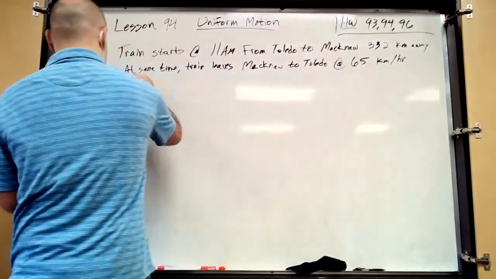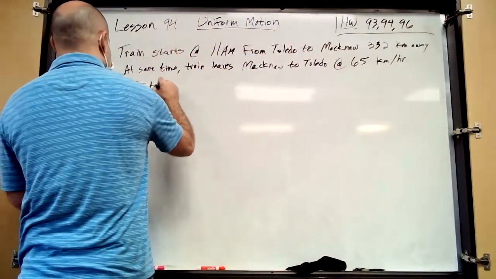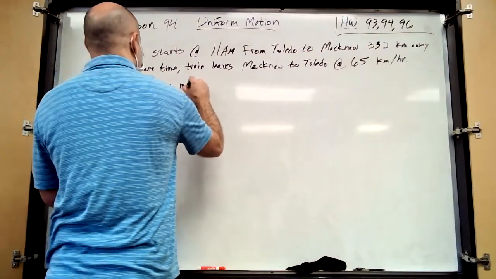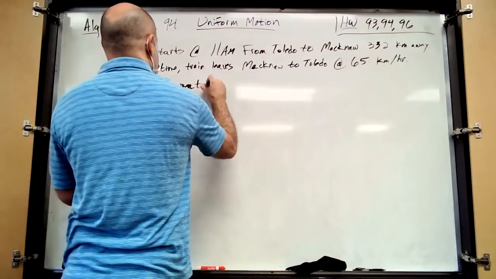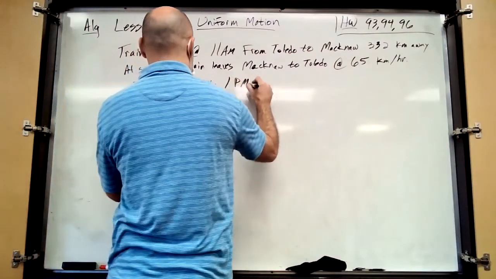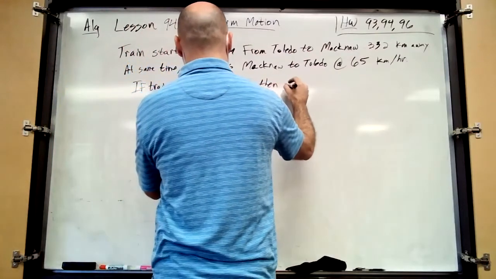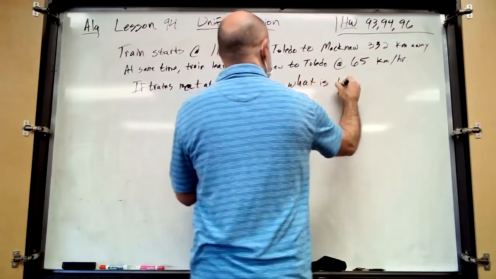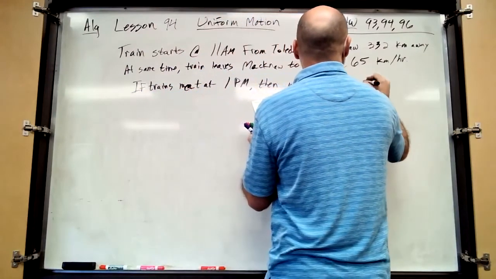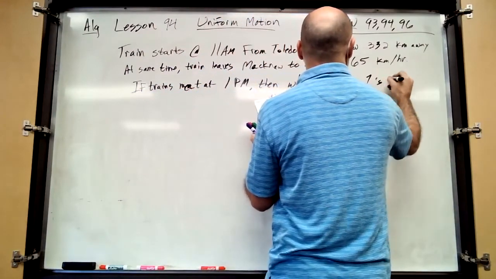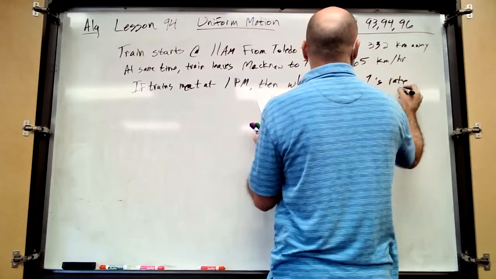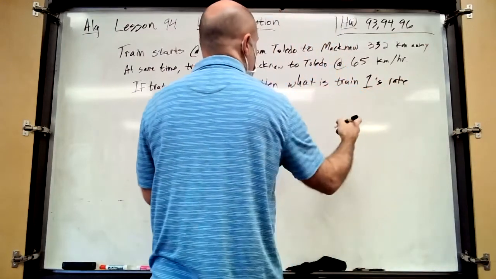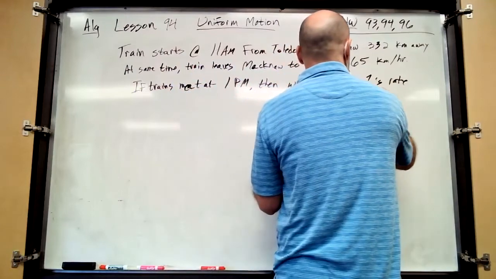If the trains meet at 1 p.m., then what is train one's rate? Train one's rate. Basically the Toledo train that left Toledo to Mackinac, okay?